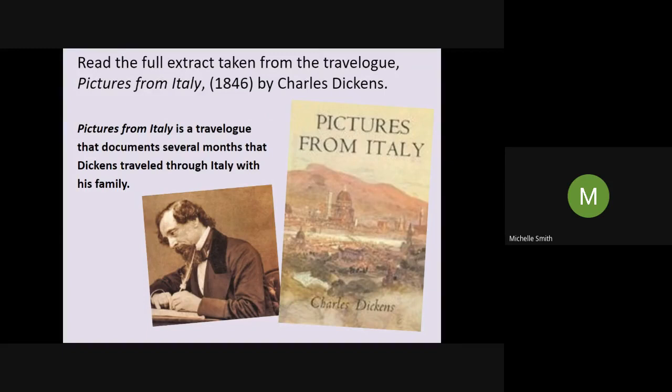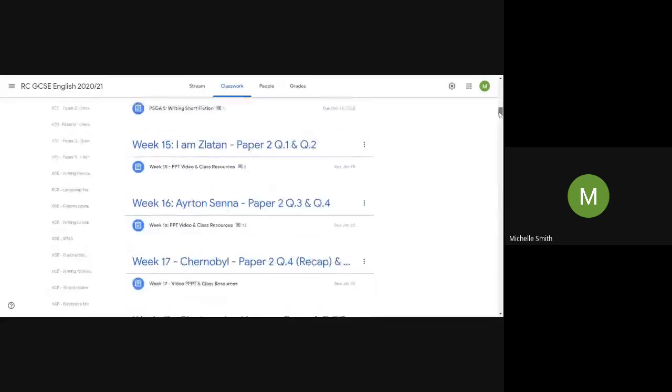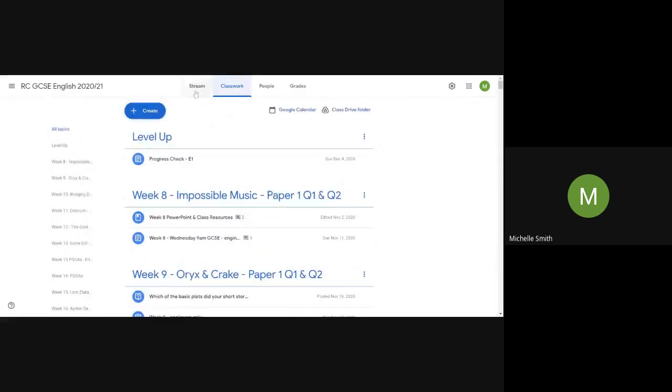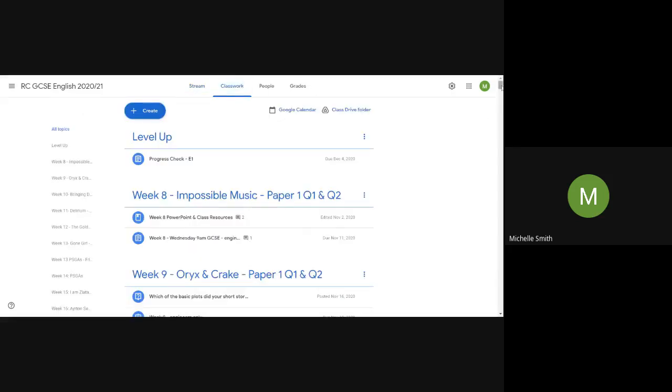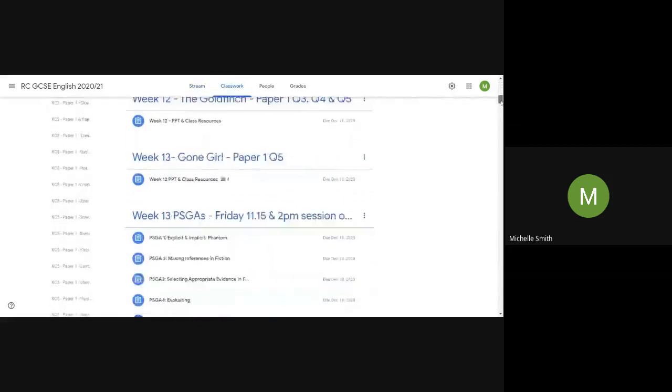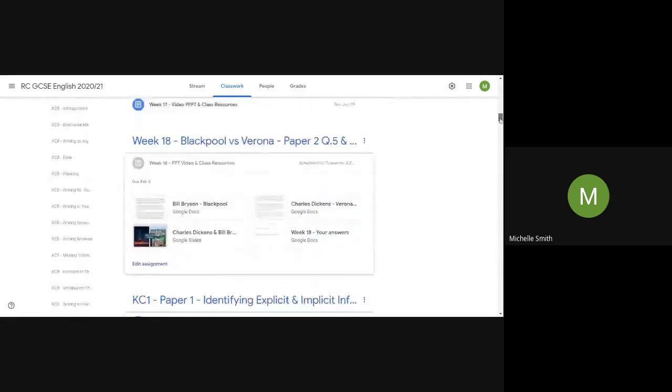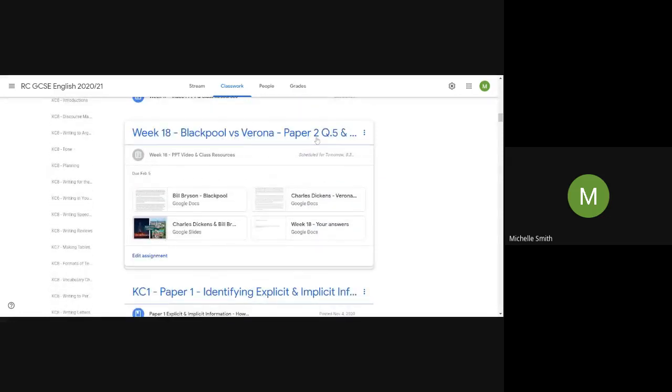Okay, so what you need to do is find the documents. So remember, we just go to classwork. When you're on, this is the classwork stream, the normal stream for classroom. You just click on classwork and you just need to find week 18 because that's the week we're on this week. So week 18, it's called Blackpool versus Verona, paper 2, question 5 and question 6.